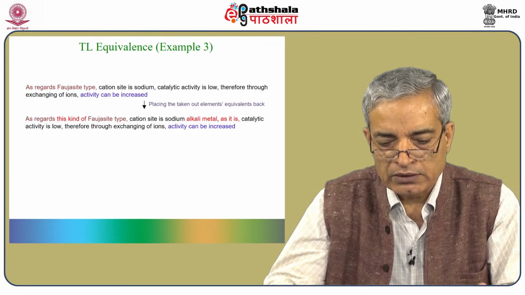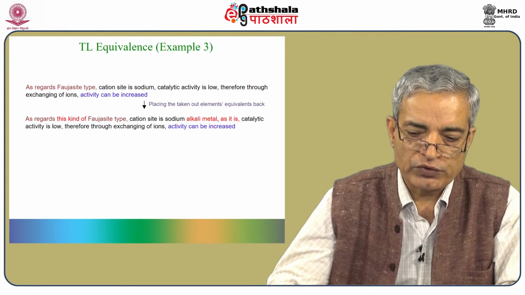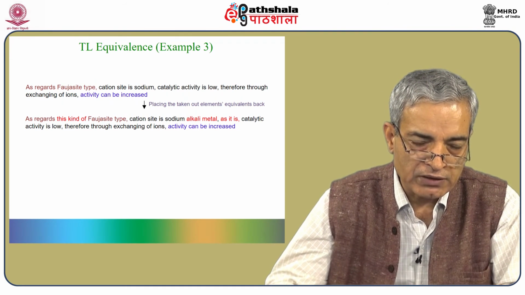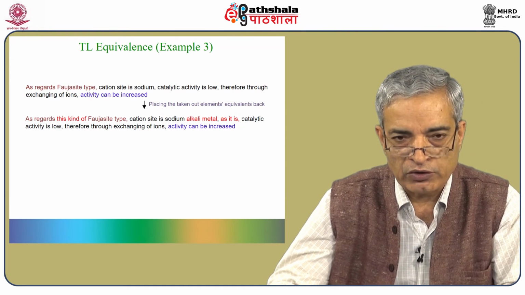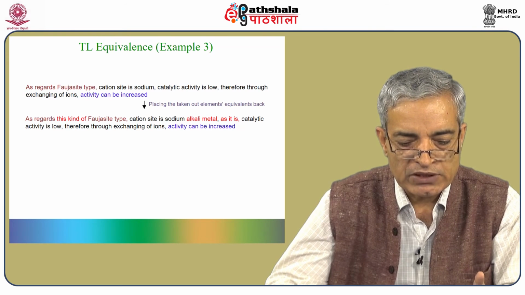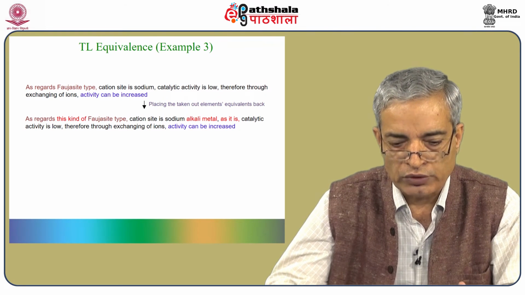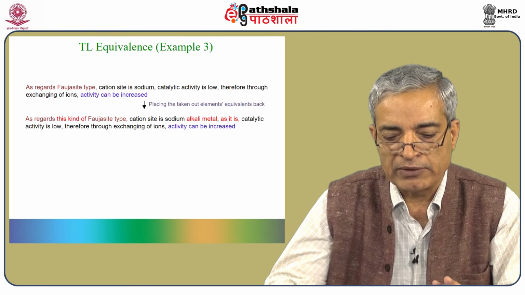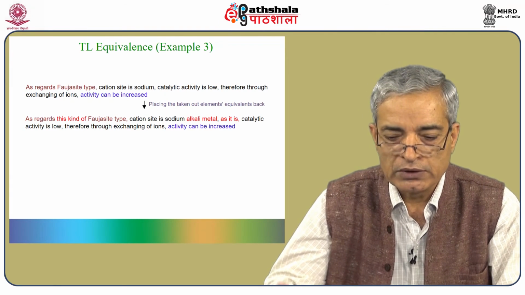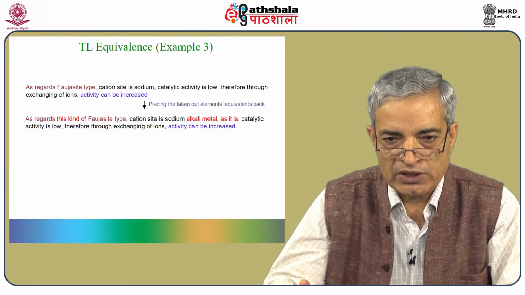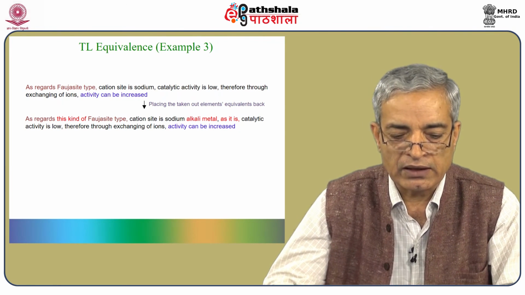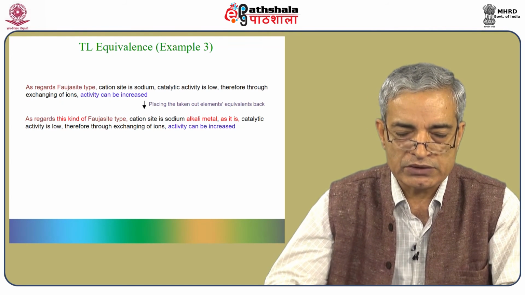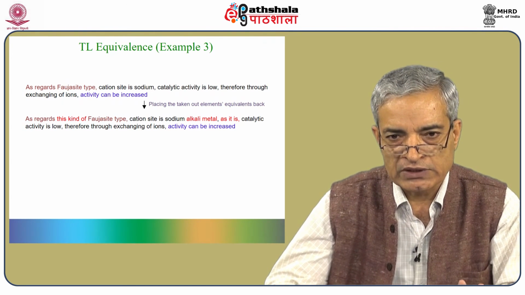Let's try to bring in the elements that we have taken out for the time being to make it a complete sentence. Maybe fine-tuning may not be required or less required. So it becomes, as regards this kind of faucet type, cation site is sodium alkali metal. Alkali metal was taken out. Then as it is, this was taken out, it's brought back. As it is, catalytic activity is low, therefore through exchanging of ions, activity can be increased. This makes a good degree of sense.